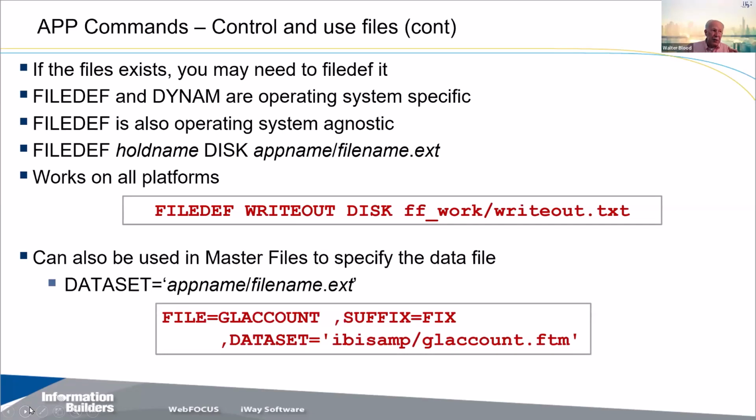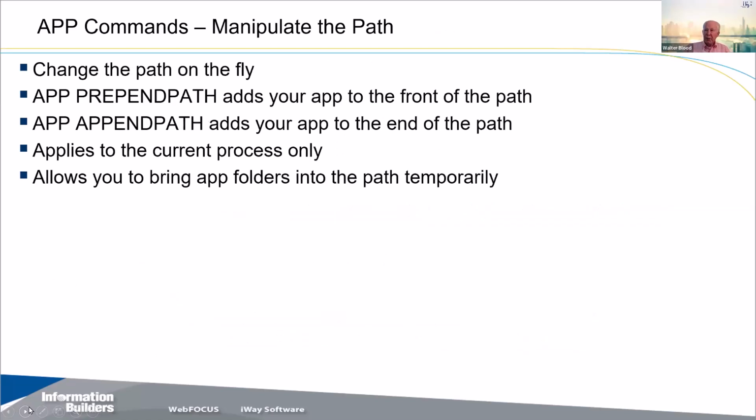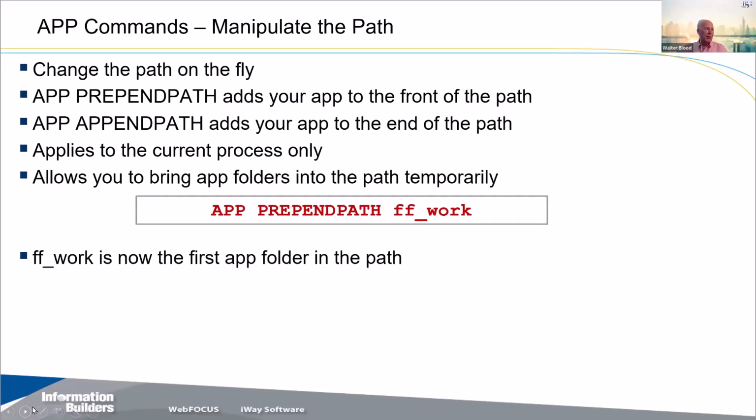It can also be used in the master files in the DATASET attribute. You can actually use DATASET, and you can use the app names in there as well. You can manipulate the path. You've got a path right now, but you need to bring in something. You can put something on the front of your path with APP PREPEND PATH. You can put something at the end of your path with APP APPEND PATH, and basically it will apply only to the current process. This allows you to bring in app folders on a temporary basis, which is actually extremely useful.